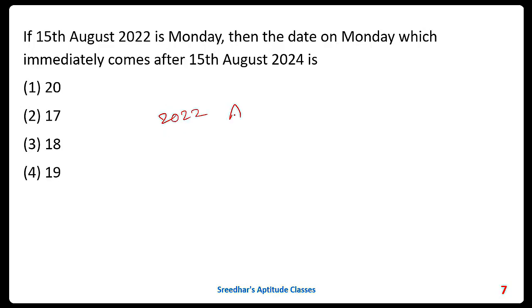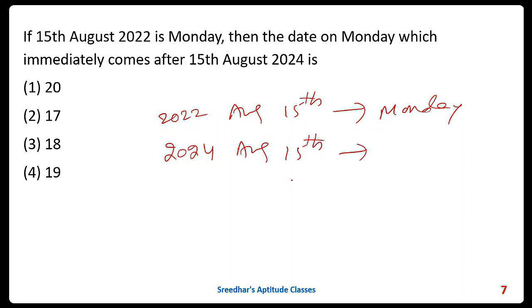In 2022, August 15th is given as Monday. Then in 2024, in the month of August, after the 15th, on which day will you get Monday immediately? The question is a little tricky, but not a difficult one. So first of all, let us find what 2024 August 15th is. We are given 2022 August 15th. We are asked to find 2024 August 15th.